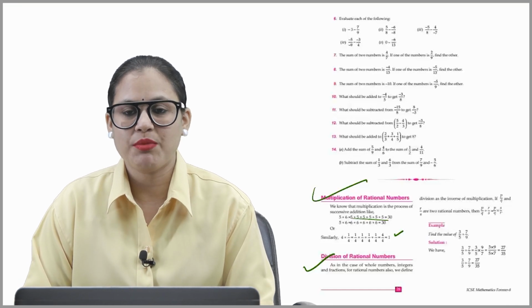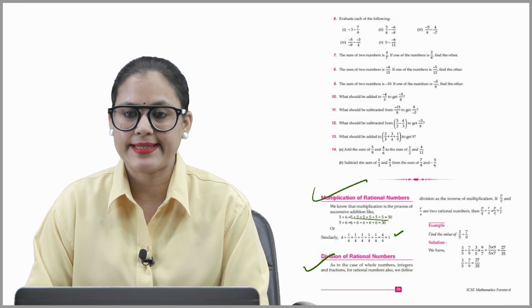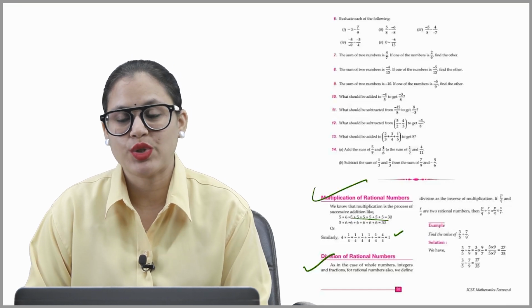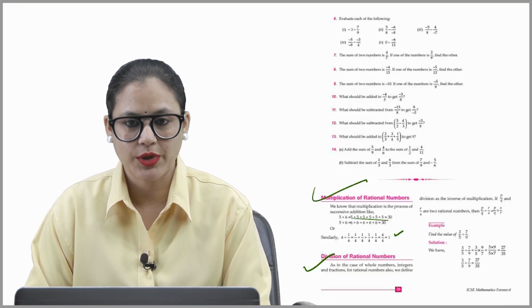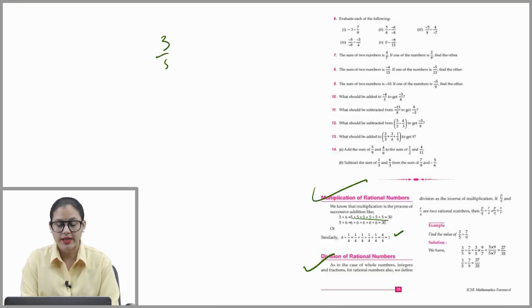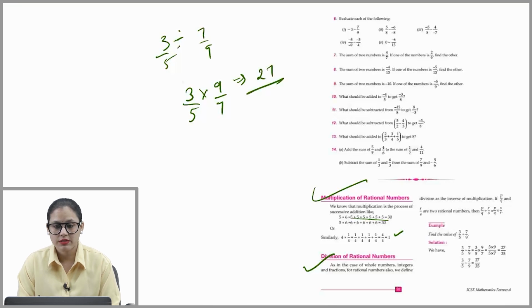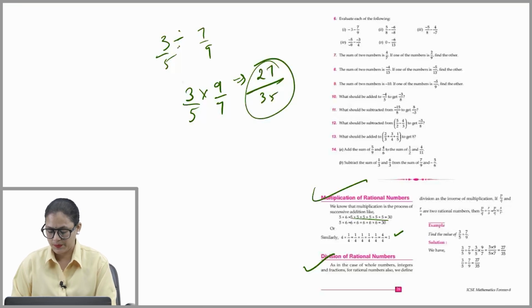If P by Q and R by S are 2 rational numbers, then P by Q divided by R by S is equal to P by Q into S by R. Okay. Example, we have to find the value of 3 by 5 divided by 7 by 9. So 3 by 5 into 9 by 7 is what? 3 9s are 27, 5 7s are 35. Okay.